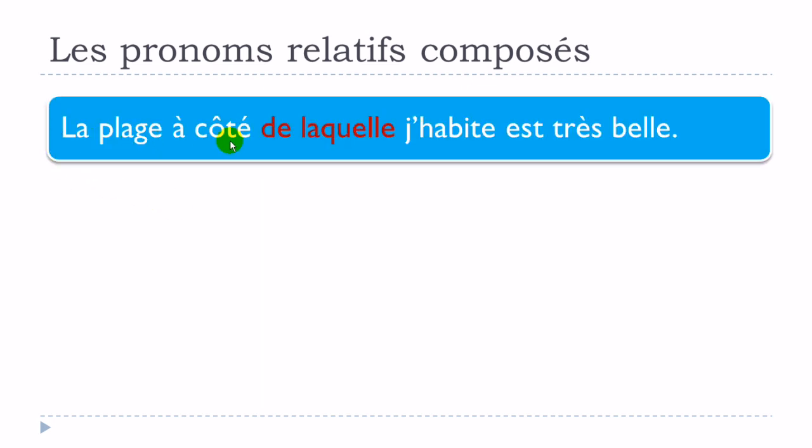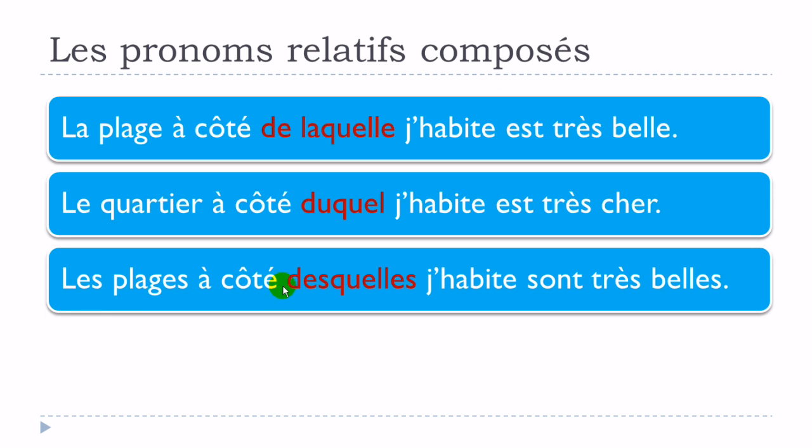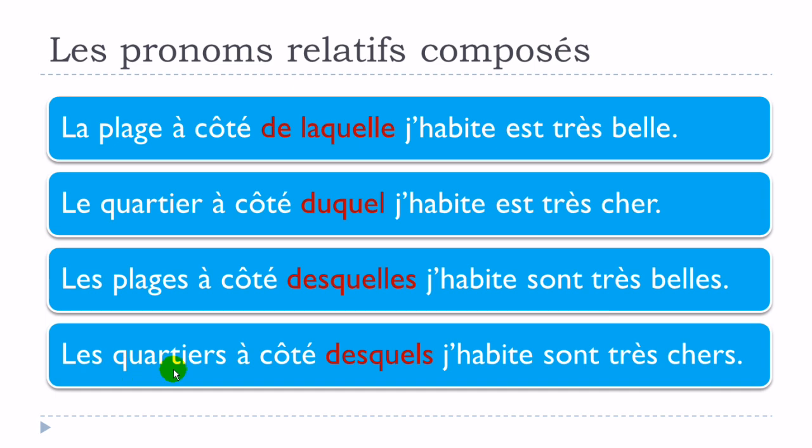So, la plage à côté de laquelle j'habite est très belle. In that case you've got the feminine singular. Then, le quartier à côté duquel j'habite est très cher. It's the masculine singular. Then, les plages à côté desquelles j'habite sont très belles. Same thing as we had previously, keep in mind that at the end, you've got your verb that is directly connected to your subject. So it's the plural now, so your verb should be in the plural. Les plages à côté desquelles j'habite sont très belles. And then, les quartiers à côté desquels j'habite sont très chers.